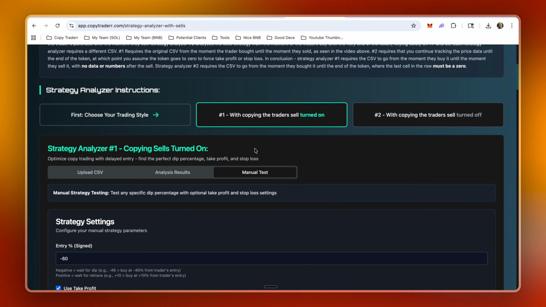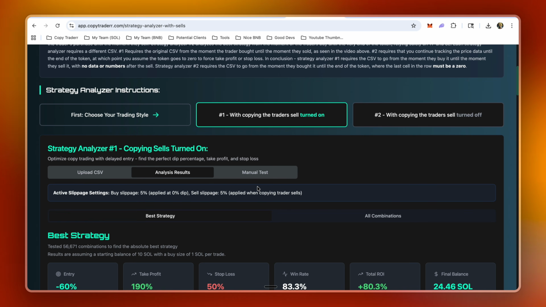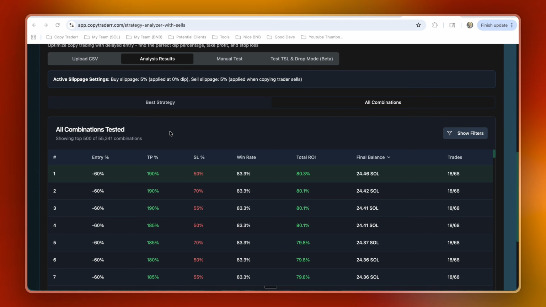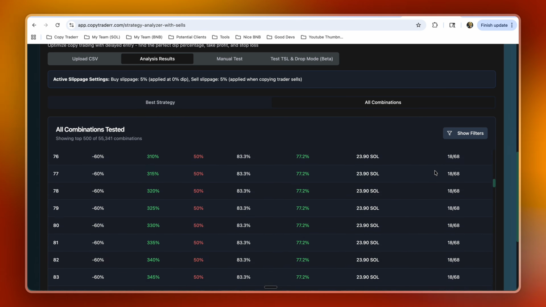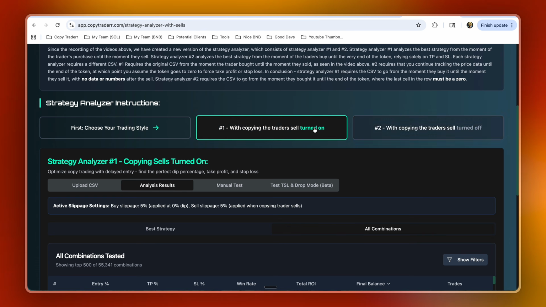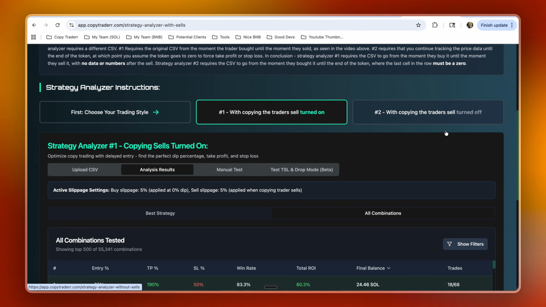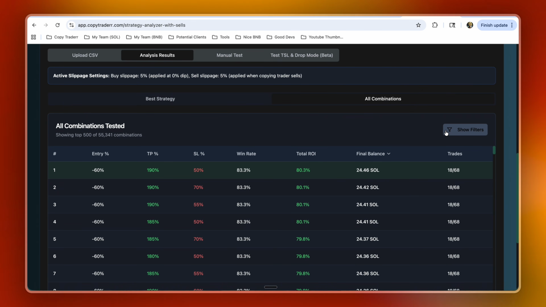What I'm going to do now though is look at the analysis results. I'm going to see all combinations. So once you're here, you can see every single combination, what the win rate and what the ROI would be for each one, how many trades you would get in. You can scroll through literally every single one. And these are all the combinations if you are copying the trader's sell, and then you have another 60,000 if you were not copying the trader's sell. So lots of opportunity, lots of combinations.